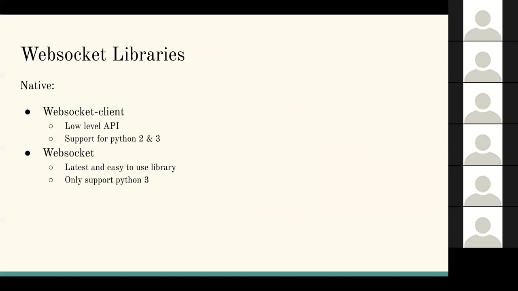The first one, the famous one, is websocket-client. It is a slightly low-level API, so you have to type more code and set more things than with the more recent ones. The advantage is that websocket-client supports Python 2 and 3, so you can use either. And then there is websockets, another recent one, which has less complexity, more abstraction, and less code that you have to type to keep doing your WebSocket connections. But it only supports Python 3. So these are the native libraries.